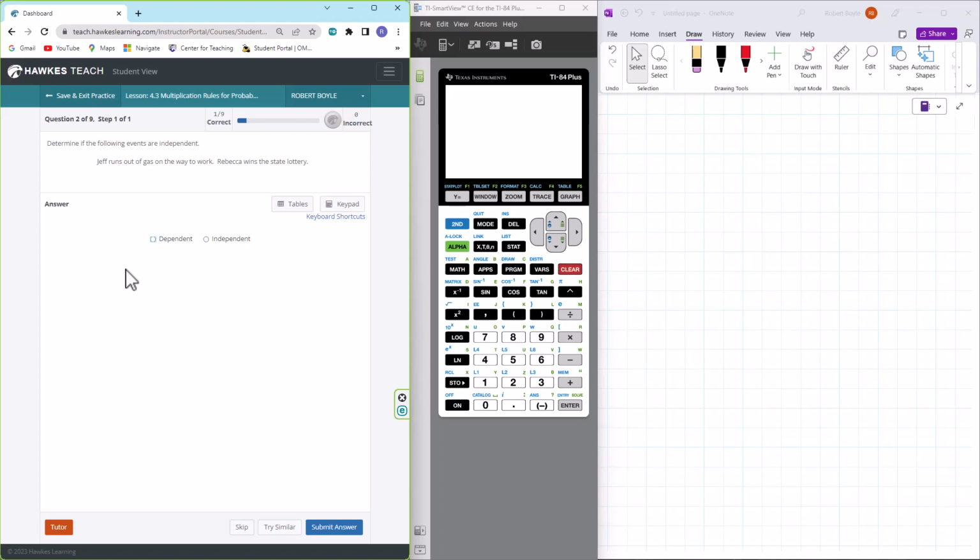Okay, next one is the exact same type of problem. Determine if the following events are independent. Jeff runs out of gas on his way to work, and Rebecca wins the state lottery. Now, there might be some kind of crazy, contrived reason why they would be dependent. Like maybe Rebecca and Jeff are married, and since she won the state lottery, she decided not to go to work, and so Jeff borrowed Rebecca's car, not knowing it was out of gas. But chances are that seems a little absurd.